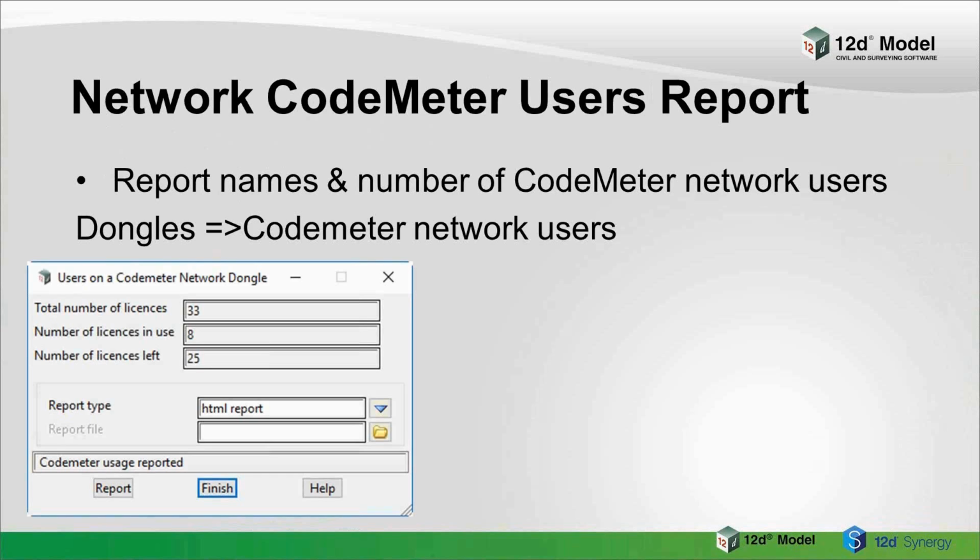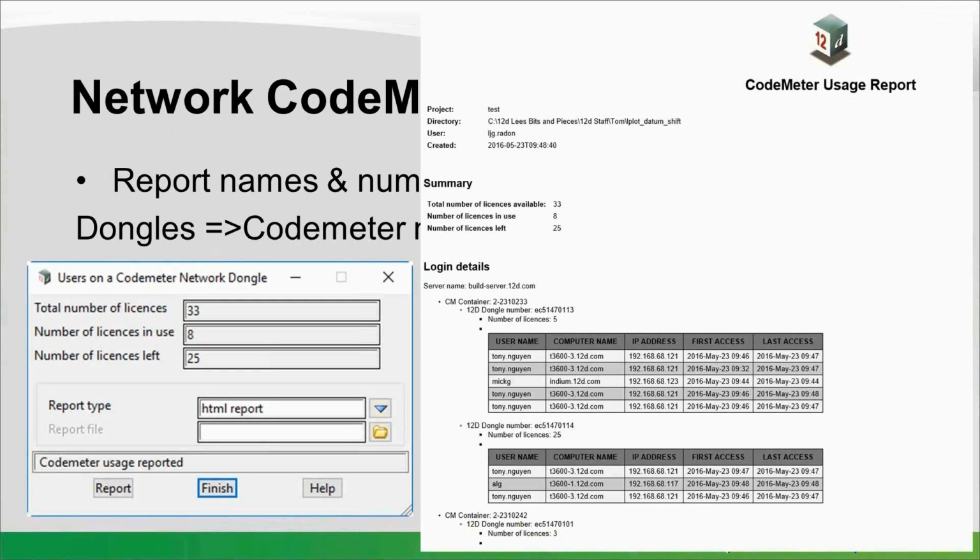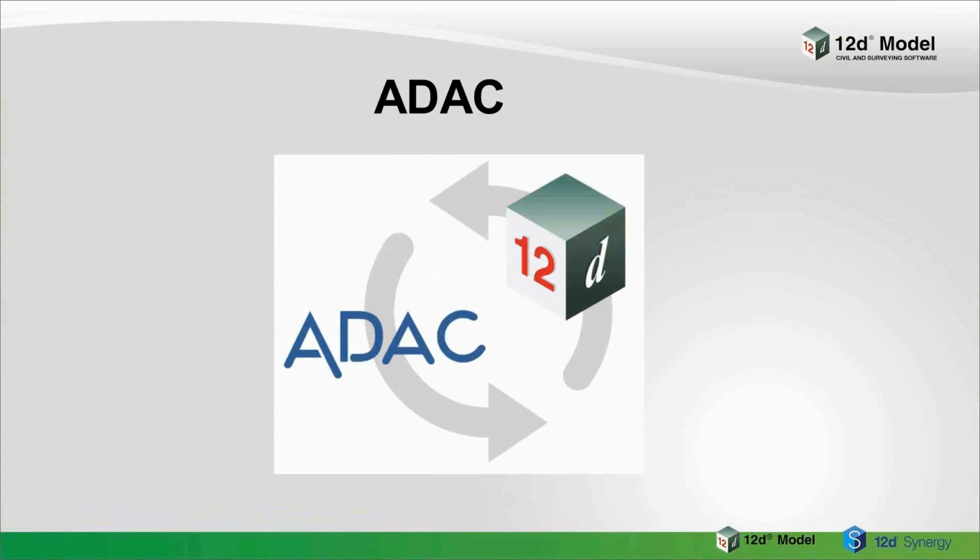And actually, if you hit the report button with no file, it will just come back with the total number of licenses on the network dongles and all the virtuals, the number of them in use, and how many you've got left. If you fill in the report file box and choose the way you want to report it, in this case, ours is set up as an HTML report, and so this will now list all those people, the number of people there, which dongle they're on, the name of the dongles, and so on.